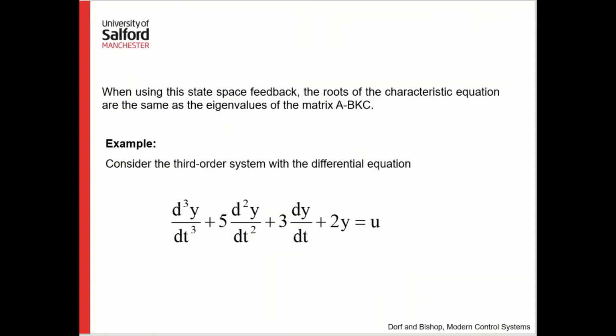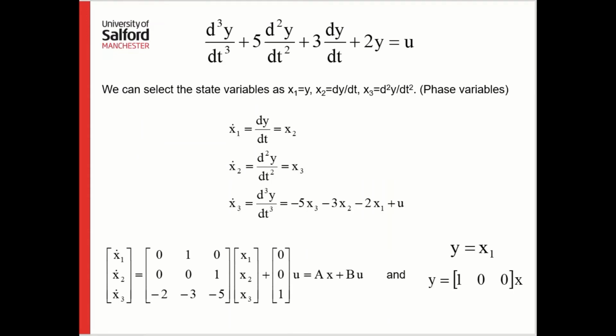So let's have a quick look at this. Here's, say, a third order differential equation. We could convert this into state space, and say that x1 dot is dy by dt, x2 dot is d2y by dt squared, x3 dot is d3y by dt cubed. So x3 dot would be equal to u minus 2y minus 3 x2 minus 5 x3. That gives us the x3 dot equation here.